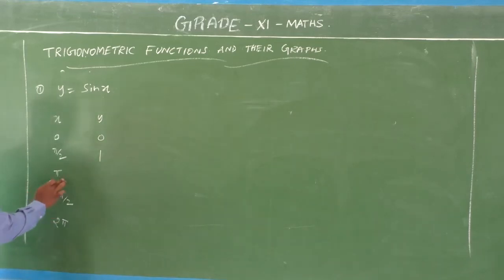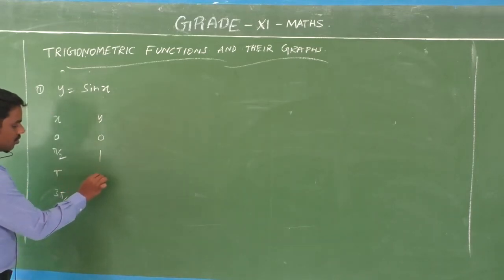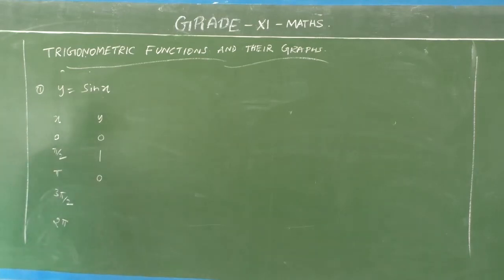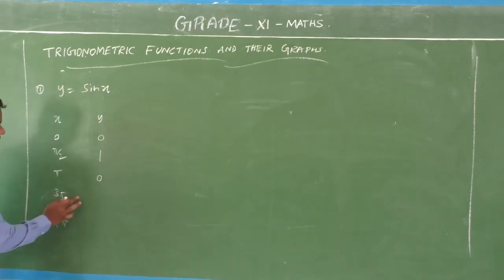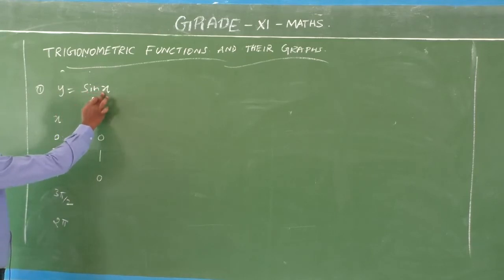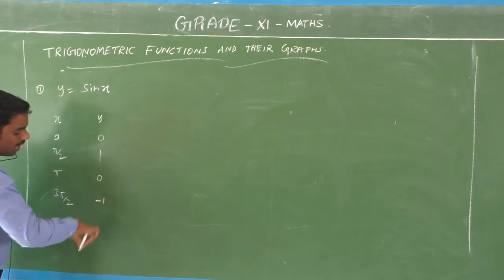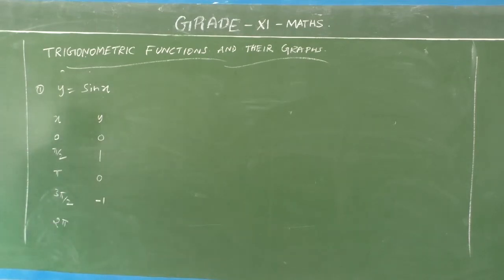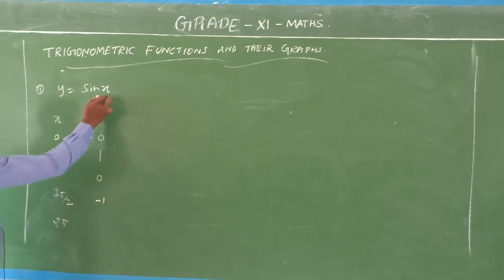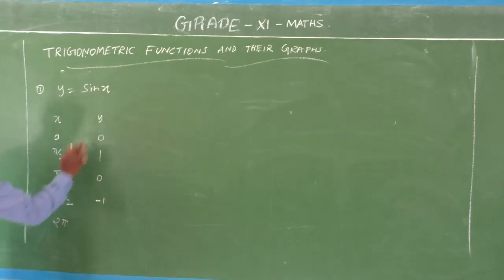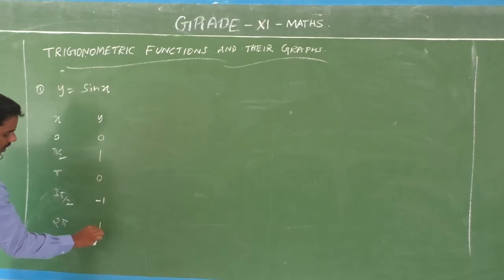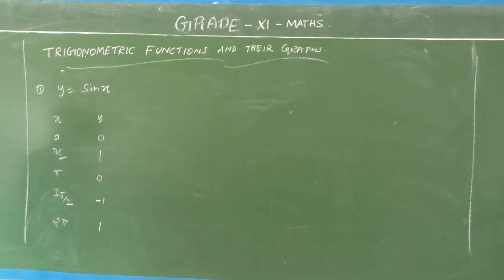And sin pi is 0. And sin 3 pi by 2, substituting x equal to 3 pi by 2, y is equal to minus 1. And sin 2 pi at x equal to 2 pi. This is one complete rotation, 0 to 2 pi.